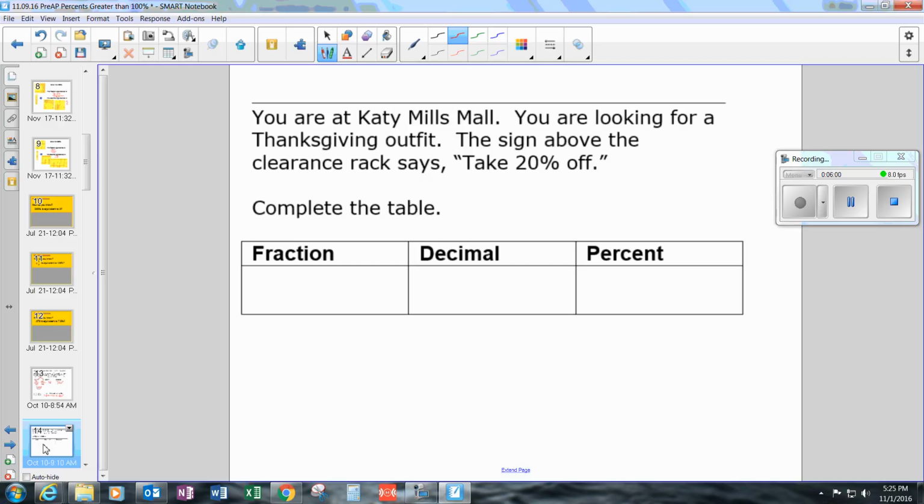So if you're at Katie Mills Mall, you're looking for a Thanksgiving outfit. The sign above the clearance rack says take 20% off. Complete the table. So the fraction would be, well, we know it's 20%. So percent means what? 20 per 100. So how would you write that as a decimal? 20 hundredths.